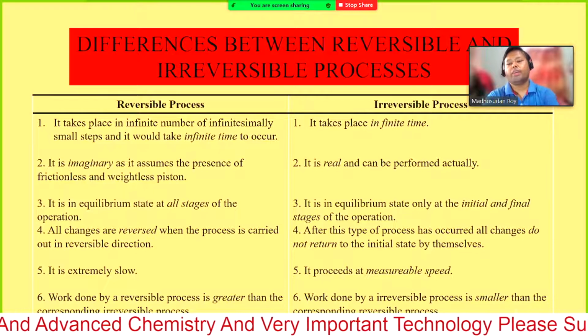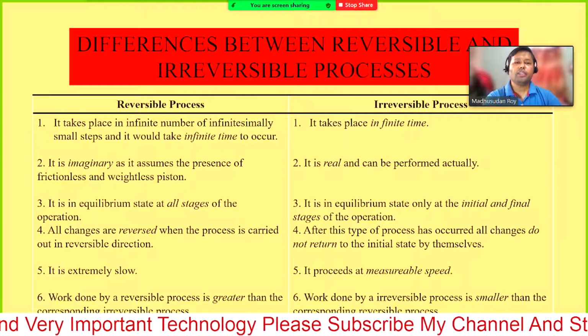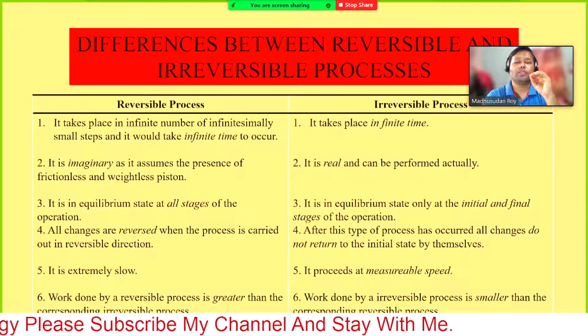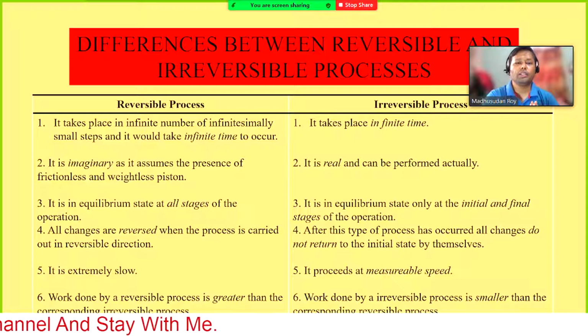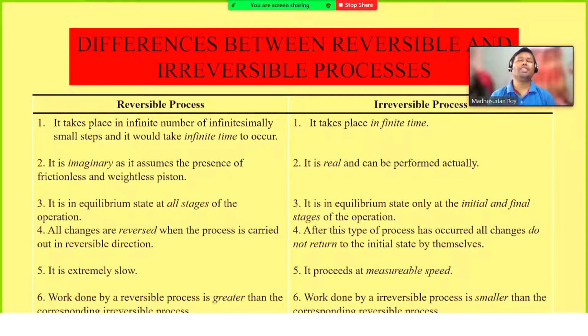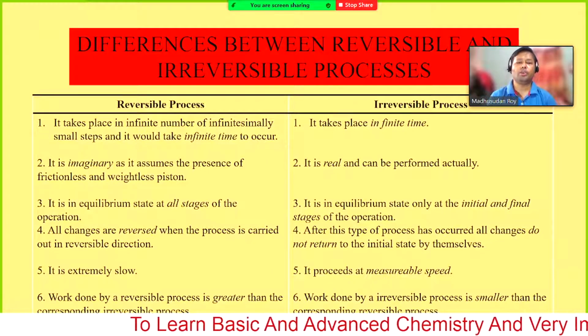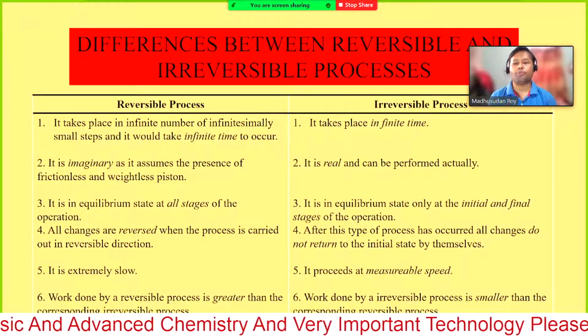Then number 5, the reversible process is extremely slow. Already mentioned, you need to change in very small steps, so with a very long time. So this is a very slow process, but an irreversible process proceeds at measurable speed. Measurable speed means it takes quite a long time, so that you can use a stopwatch or any watch and just measure the time. That means it is at measurable speed.